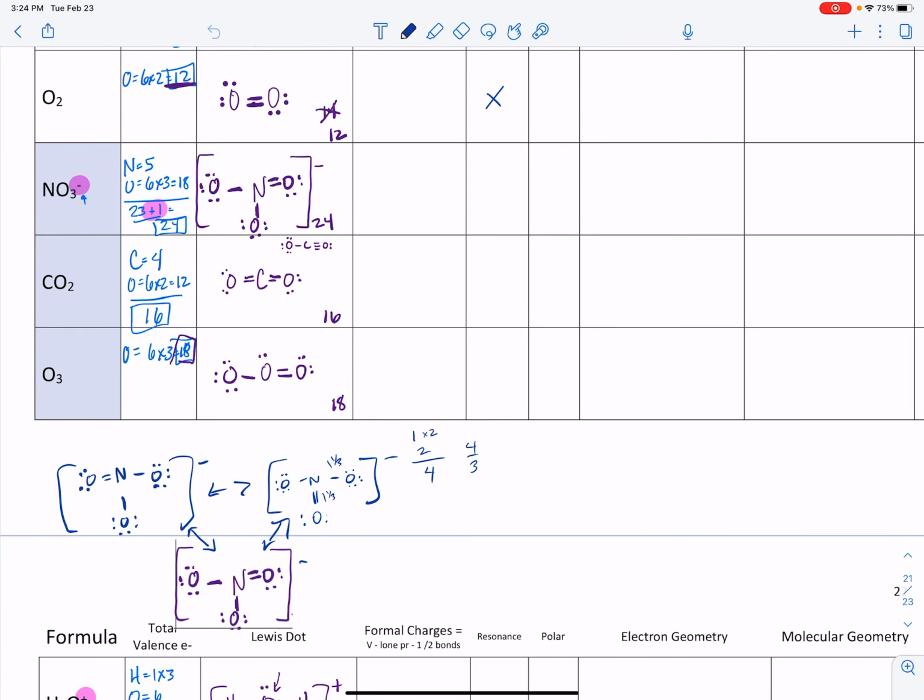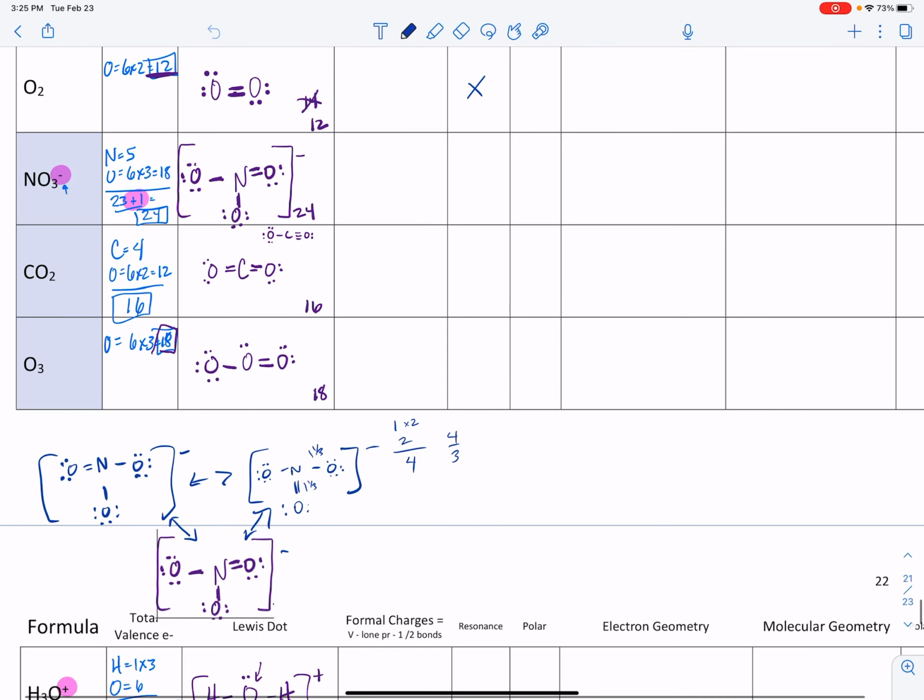Let's look at the next two. So we have this case right here, I see double bonds, and we have this case right here, and I see double bonds. There's only one of the two that can do resonance. Can you identify which one can do resonance and why the other one doesn't do resonance?